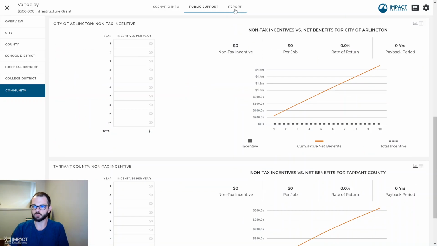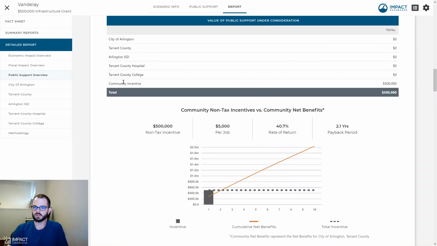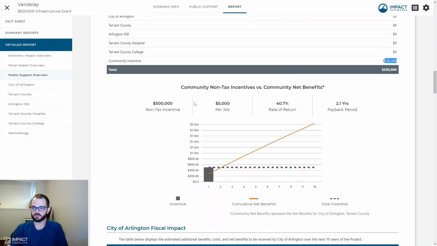So again, we go back to our report, we would have this overall community incentive line of $500,000, but it's not allocated. We don't see it associated with any particular district. And then we see the $500,000 against whichever entities we chose. In this case, we chose Arlington and Tarrant County to get a 2.1 year payback period. But we don't see anything.